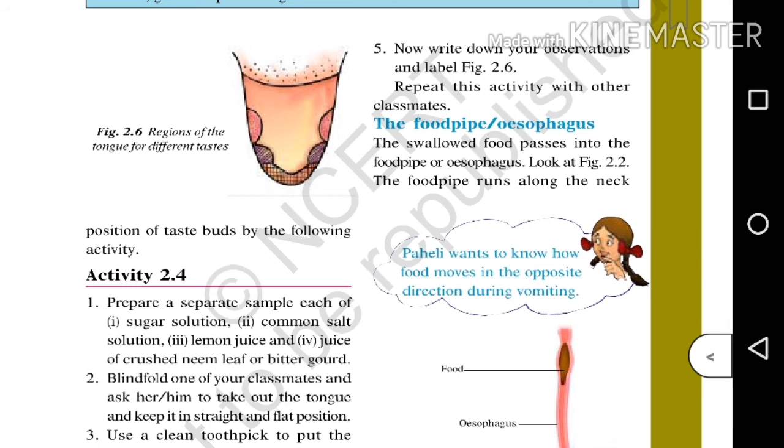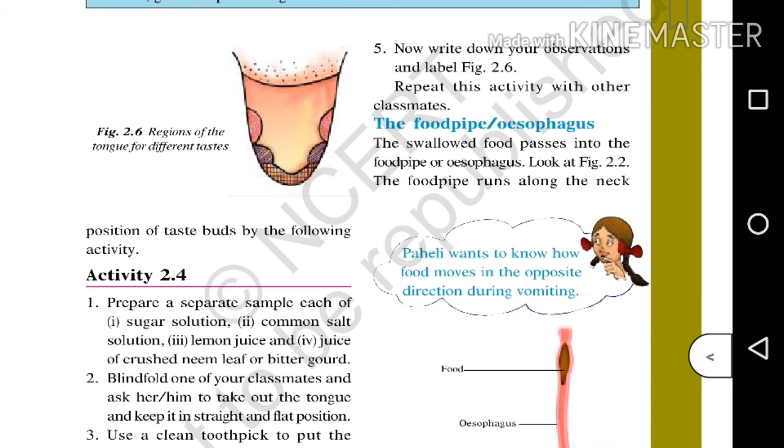So when we do the activity like this, our friend will detect the sweet when it is placed in the front portion of the tongue, and bitter when it is placed towards the last of the tongue. So this is a simple experiment to identify the taste buds in our mouth.